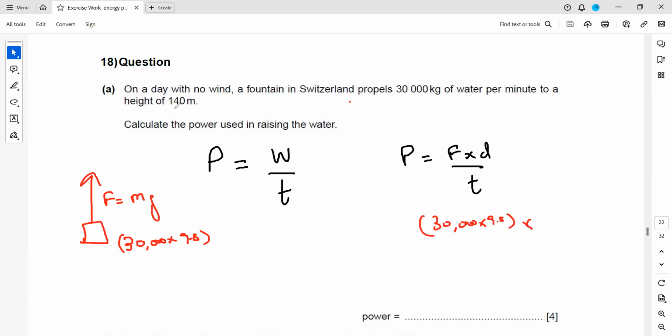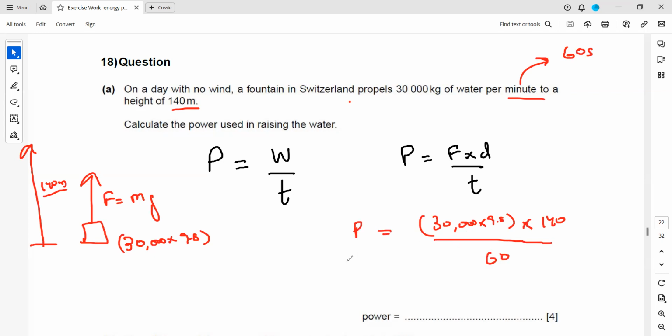Multiplied by distance. How much distance do we move? When we propel, we move to a height of 140 meters. So distance will be 140, divided by time. How much time did it take? It's a minute, but time should always be in seconds, so 1 minute equals 60 seconds. When we substitute all this, we get the power: 30,000 times 9.8 times 140 divided by 60, which is approximately 7 times 10 to the power 5.